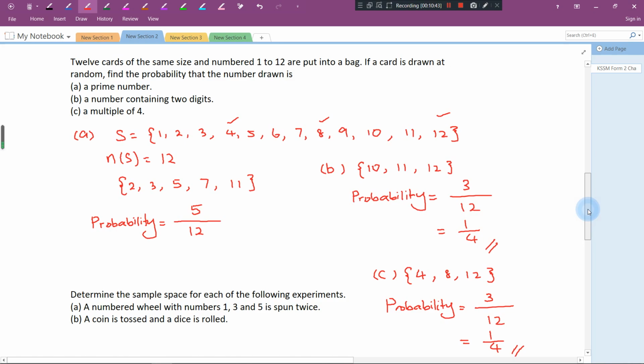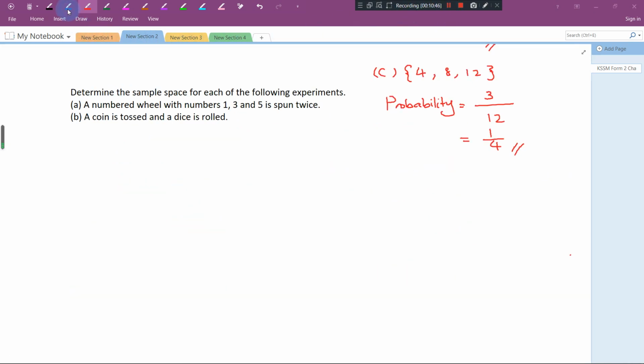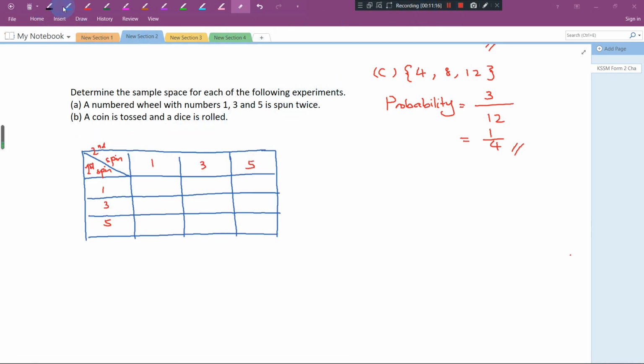Okay, let's try the next question. Okay, let's look at this one. Determine the sample space for each of the following experiments. But this one is a little bit different because the number values 1, 3, 5 are found twice. So in this case, I will suggest there are a few methods to help us list out all the sample space. Okay, so first is using a table. You just draw a table first. After drawing the table, this is for the first spin, this is for the second spin, because we spin it 2 times.